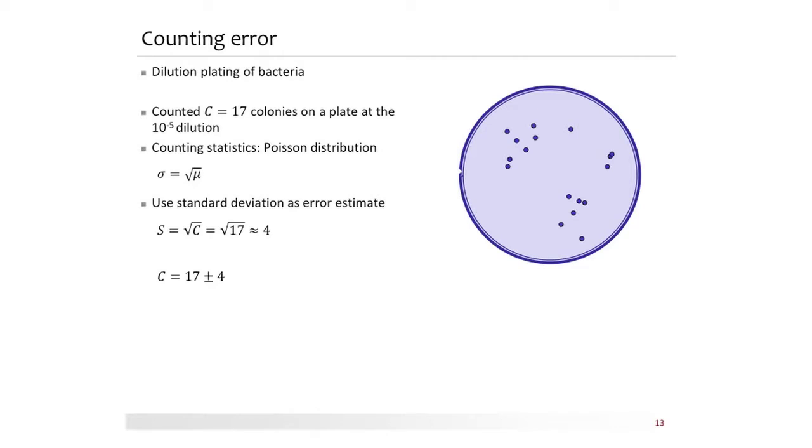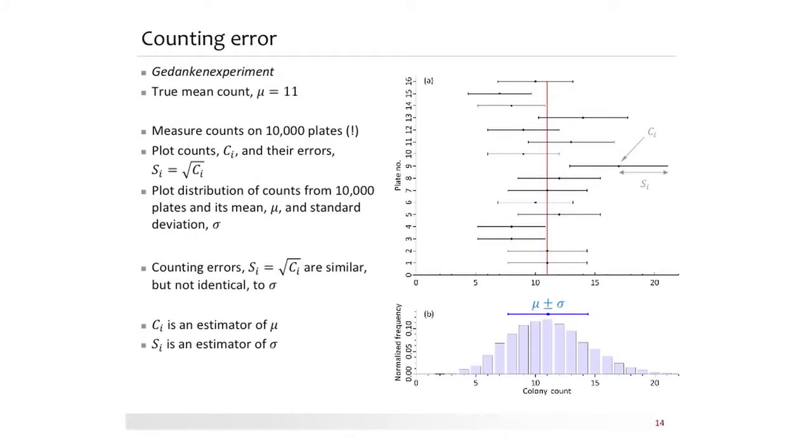This is a rough estimate of counting error. There are better ways of doing this. I will come back to this later, but that's the simplest example. Let's try to understand better what this error really means. Okay, let's do a Gedanken experiment. German-speaking people, what does it mean?